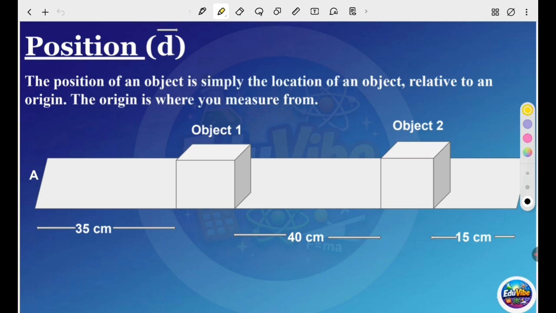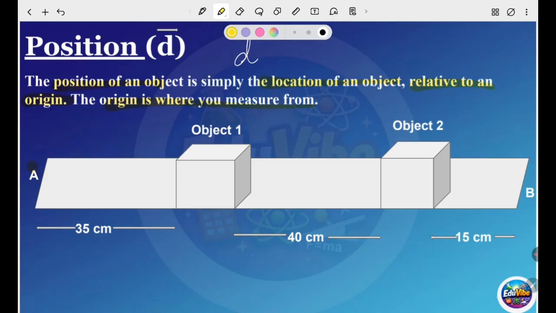Firstly, we have the position. So let's understand what position is. Position is a vector, and if we talk about a vector, we have to make a small arrow like this. It shows that this quantity is a vector. The position of an object is simply the location of the object relative to an origin point where the travel starts from. The origin is where you measure from.